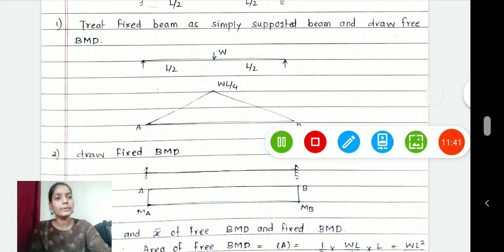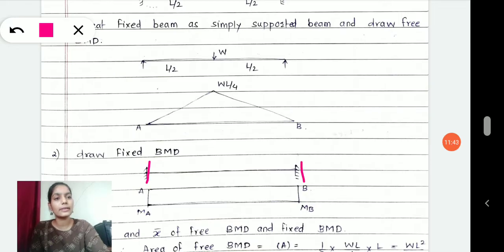Later, I will consider the fixed supports, but I will remove all the loading from it. And then again I will exercise the bending moment diagram and bending moment value for this beam, right? So let's do it in a part-wise manner.